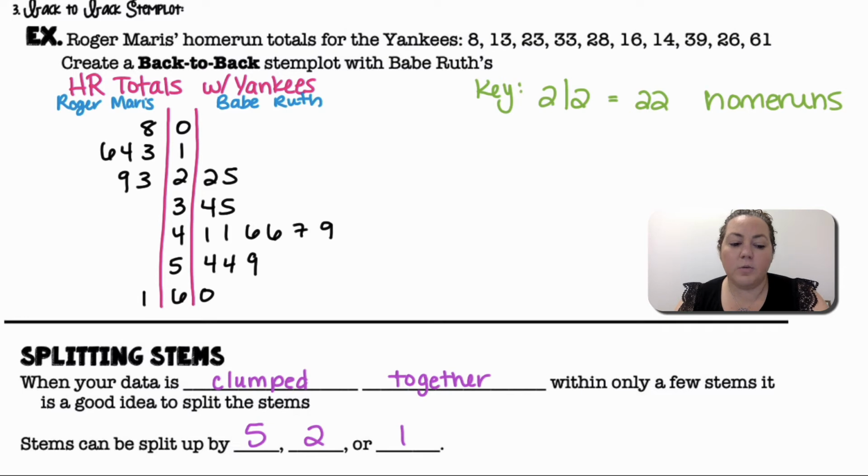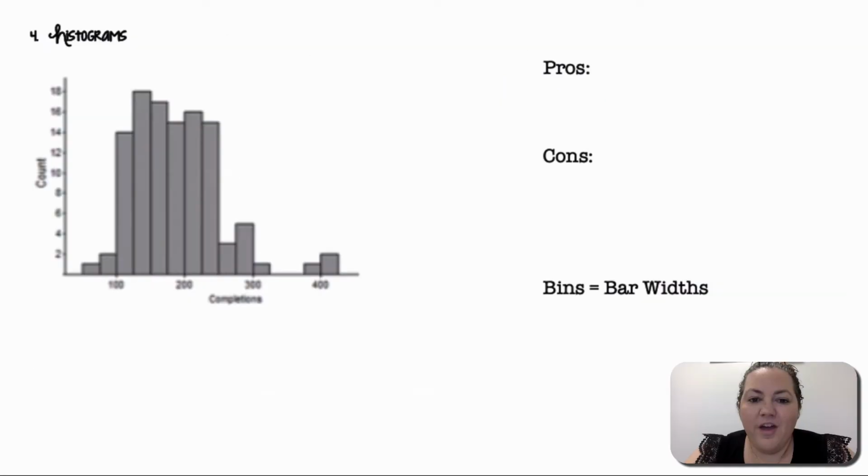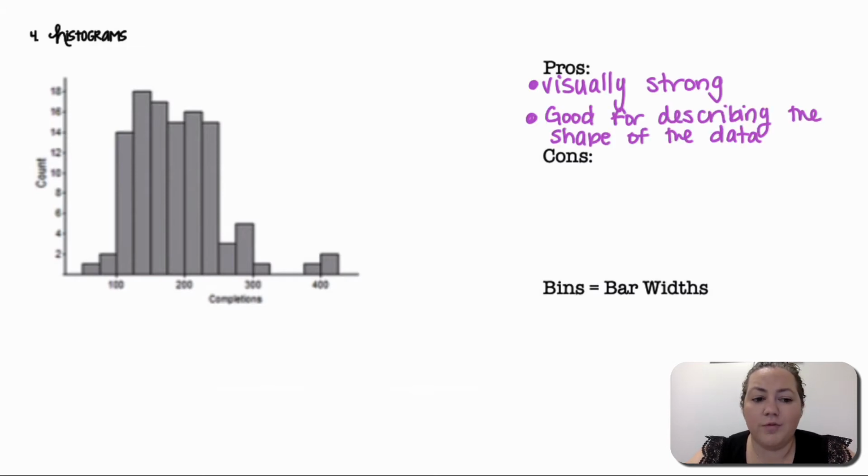Splitting stems. When your data is clumped together within only a few stems, it's a good idea to split the stems. Stems can be split up by 5s, 2s, or 1s. All right, another type of quantitative display is histograms. Some of the pros are that they are visually strong. You can really see the trends happening there.